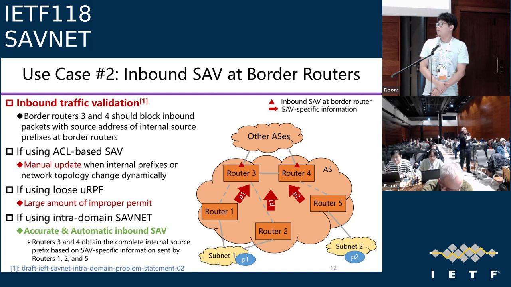But I have a number of questions. First thing is, I don't think that it's correct that if you're using ACL-based SAV it cannot be automated. We do this already using RER data and a lot of other things. We do it automatically. It's not the manual updates that are the problem. The problem is that the RER data isn't validated. It's not cryptographically signed. That's the only issue that we have. I know that a lot of operators still update prefix lists manually, but it's not necessary.